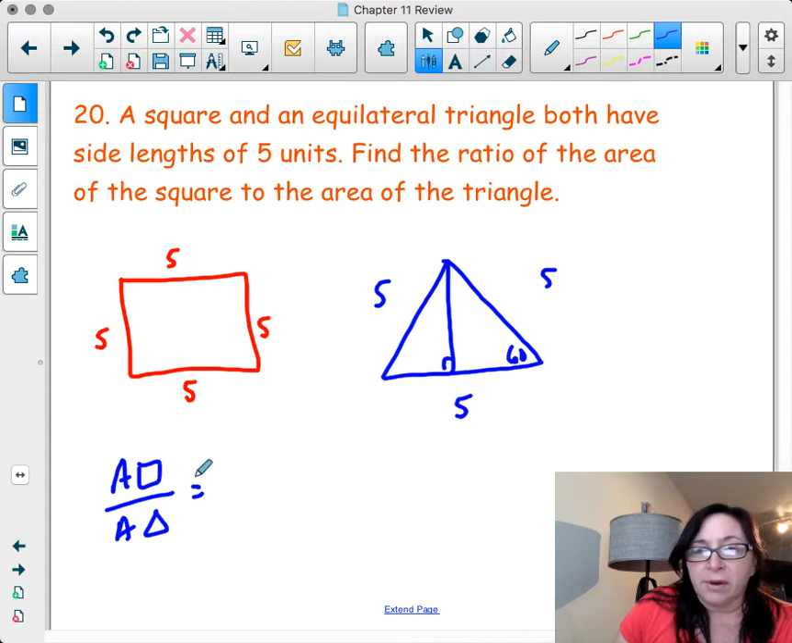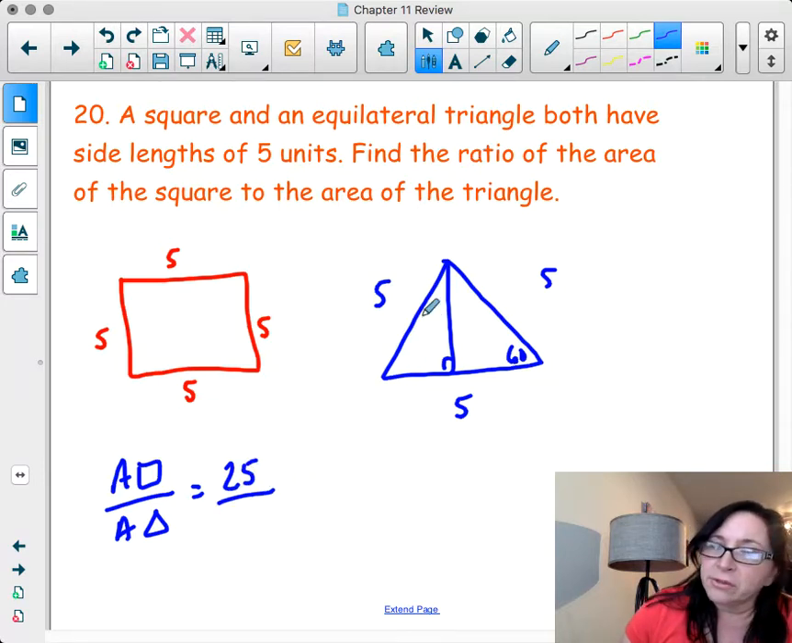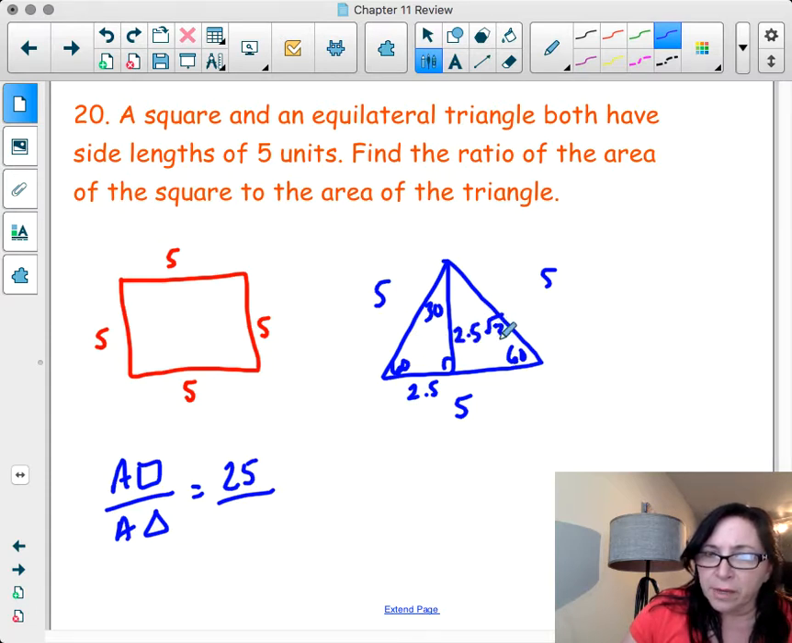Area of a square, that's just going to be 5 times 5, so that's 25 units squared. The area of the triangle is a little bit different because what we have is 60, 60, and there's my 30. So this is 2.5, 2.5. So across from here is going to be 2.5 root 3. And then 2.5, same thing as saying 2 1/2, which is the same thing as 5 halves. So that's really my height.